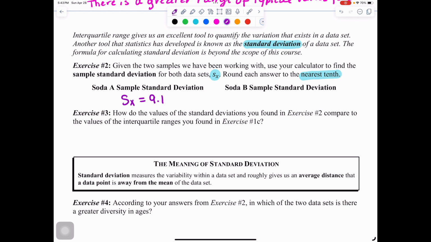Now you do the same thing for soda B. Pause the video, calculate your stats again if you need to, and record the standard deviation for soda B. Okay, so now that you had a chance to do that on your own, I hope that you got standard deviation of 4.1 there. Now, typically you label these with the units of the question. So these would be ages, right? So this is years and years.